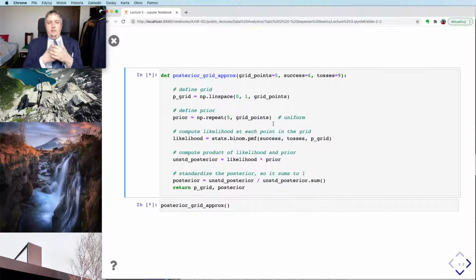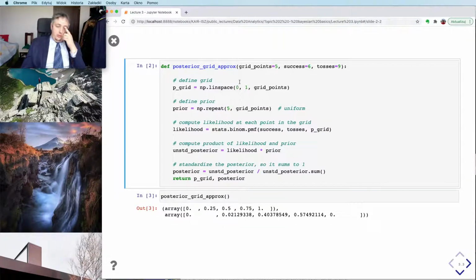So we have our function. We define a function that will create a posterior grid approximation for our problem. In order to do so, we need to define the grid consisting of a number of grid points, which we'll do using linear spacing. Then we need to define the prior. At first, we'll just use a uniform prior, which will... Oh, that's why it's 5 here.